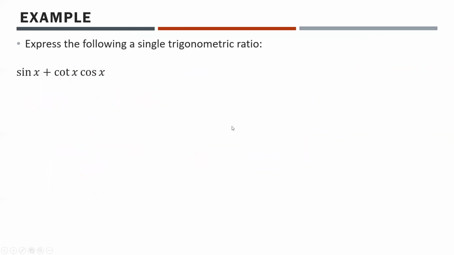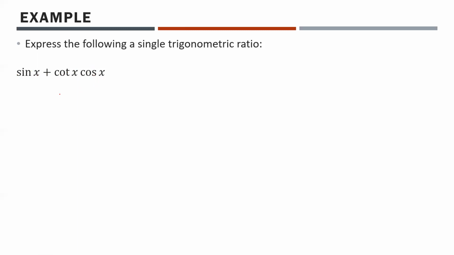Moving on. Once again, same typo. You can tell I just duplicated the slides each time. Express the following as a single trig ratio: sine x plus cotan x times cosecant x. Sorry, cos x. All right, so again, it's probably a good idea to get rid of anything that isn't a sine or a cosine. So these two guys are fine, but cotangent is going to cause us some problems.